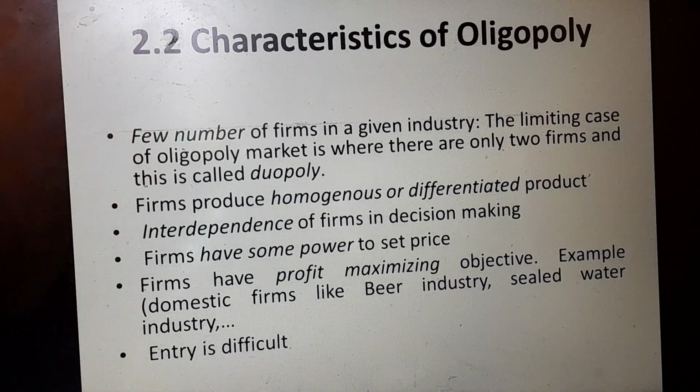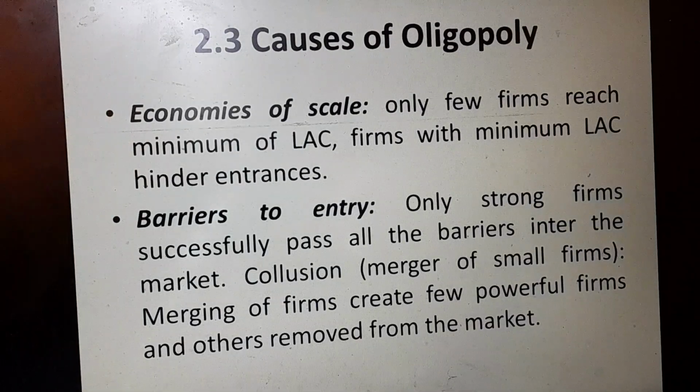In a perfectly competitive market there is free entry and free exit. In a monopolistically competitive market there is also free entry and free exit. But in an oligopoly market, entry is barred, so it is difficult. These are the characteristics of the oligopoly market.